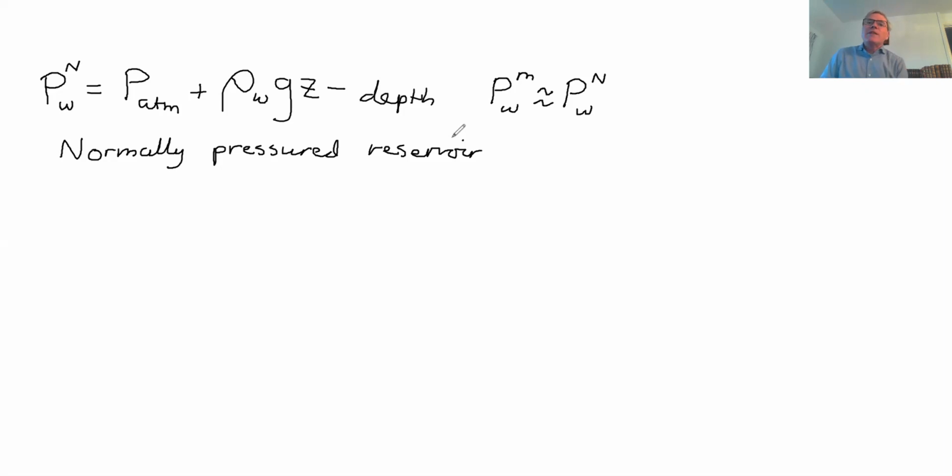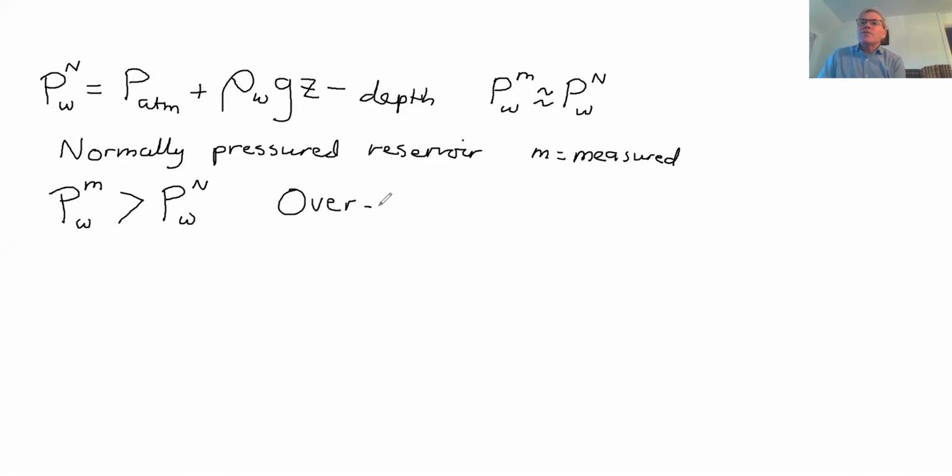But it's not as straightforward as that, because you do have other possibilities, which I'm now going to talk about. What happens if the pressure that you measure, and this is the water pressure, so M is what you measure, right? The measured pressure, it's the actual pressure you measure in your reservoir, next to your reservoir. What happens if that is greater than the normal pressure? Well, that's obviously a greater pressure, so it's called an overpressured reservoir. Okay, that's obvious that it's overpressured.